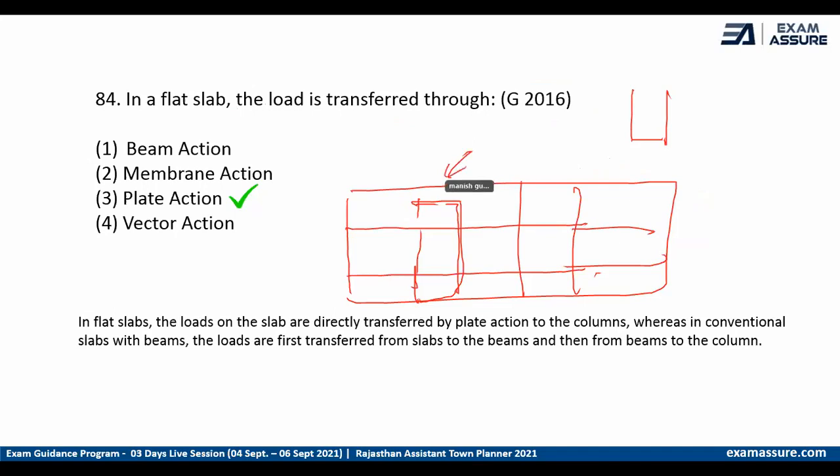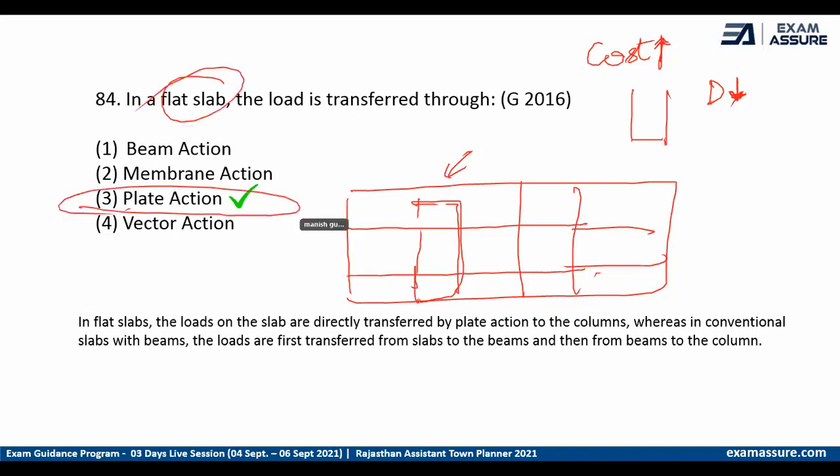Two major impacts of this flat slab system: the cost of the project is increased, and definitely beam depth is decreased. Sometimes there is no option. People want more clear height under the beam. So in that case, people generally use a flat slab system. So it supports the plate action. You can read that the load on the slab is directly transferred by plate action to the column.